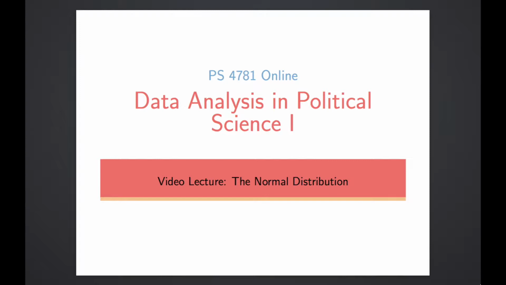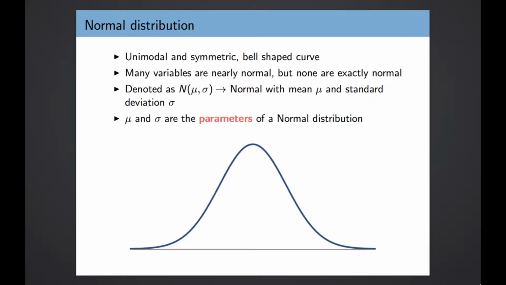Hello and welcome. There are lots of different probability distributions, and this week we're going to talk about just two of them, the normal distribution and the binomial distribution. In this lecture, we're going to start with what is arguably the most important probability distribution in all of statistics, the normal distribution. This is an example of a normal distribution.